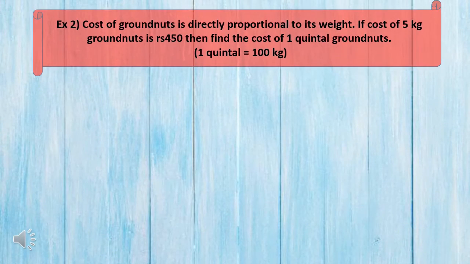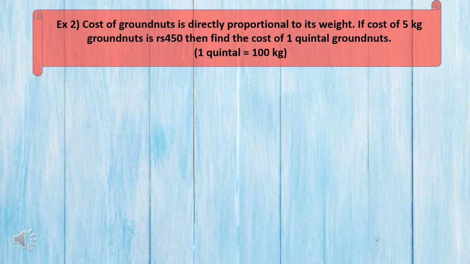So students, let us move to our next example. The cost of groundnuts is directly proportional to its weight. If the cost of 5 kg groundnuts is rupees 450, then find the cost of 1 quintal groundnuts, where 1 quintal is equal to 100 kg. So students, what is given in the question? The question says that the cost of 5 kg groundnuts is 450. So what do we need to find? We need to find the cost of 1 quintal groundnuts. Let us start the solution.